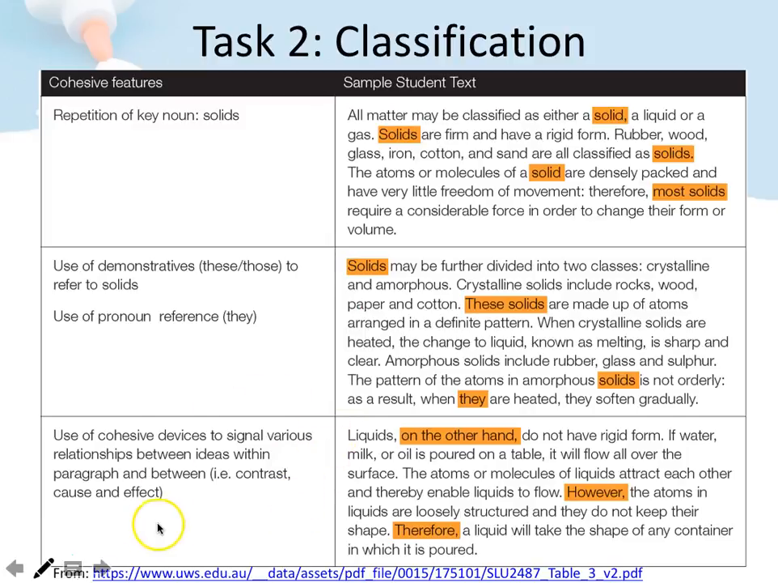And then what I think are maybe the most effective is a use of cohesive devices to signal relationships between ideas within the paragraph and between paragraphs. Things that show, on the other hand, and show the relationship between ideas, they can be very helpful if not overused. We're going to look at some examples of how we can combine elements of each of these to really improve our writing the most.